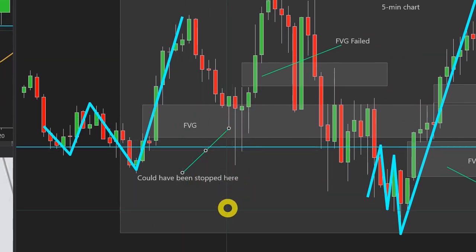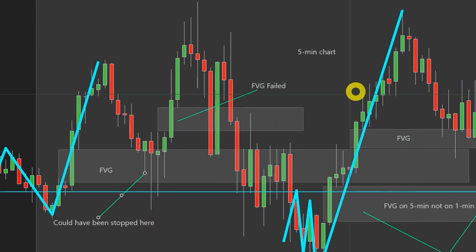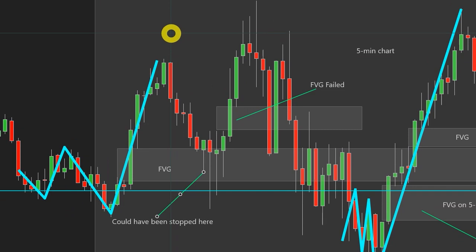Unfortunately, I probably would have been stopped out. I don't think I would have put my stop at the bottom of the pivot. Usually I like to put it down here underneath that first candle, creating the fair value gap, and it would have just stopped me out. You can't avoid that. It's going to happen. Good trades are going to whip you out, and that's just life. Okay, we have to accept that.